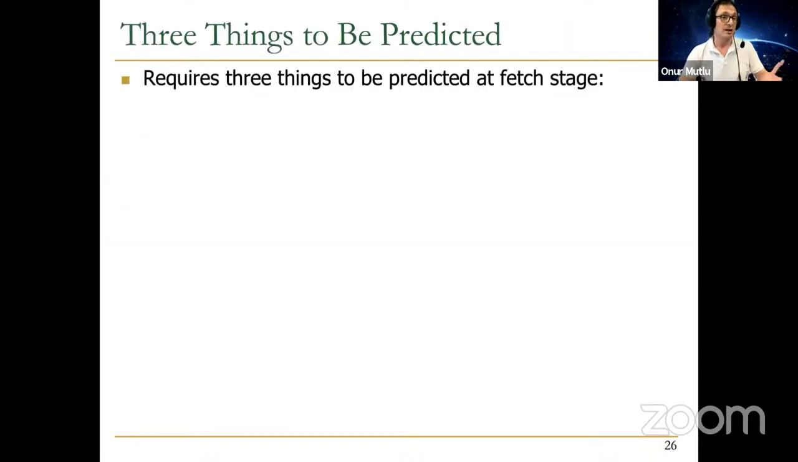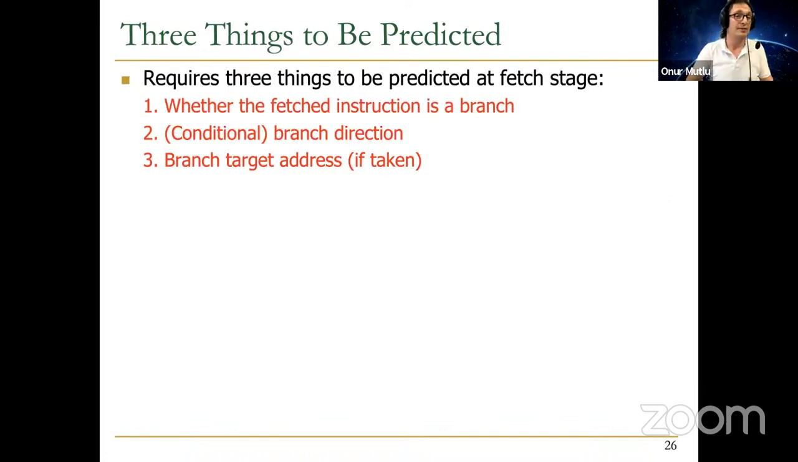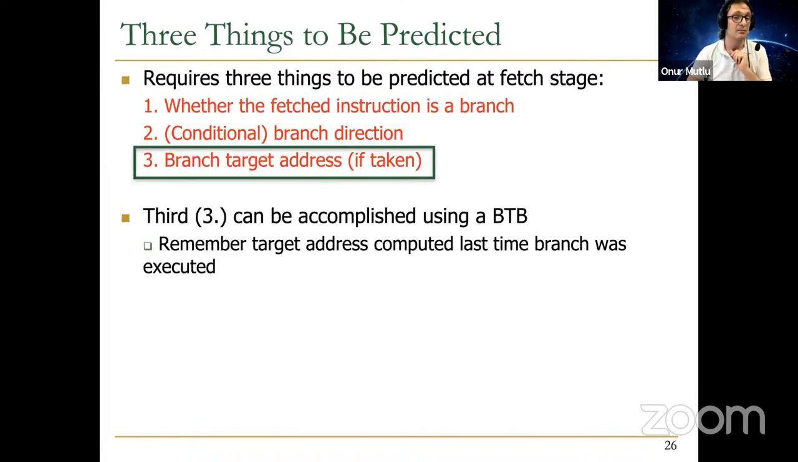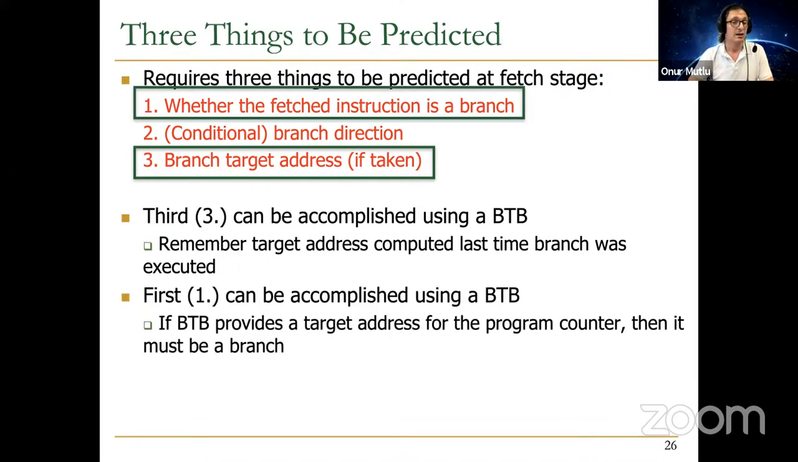Okay. So let's recap this. We require three things to be predicted at the fetch stage. First, branch target address, which can be accomplished using a BTB. We remember the target address computed last time the branch was executed. Second, whether the fetched instruction is a branch, which can be accomplished using a BTB also. If the BTB provides a target address for the program counter, then it must be a branch, obviously, because you should not insert target addresses for program counters that are not branches into the BTB. That's not the function of a BTB.